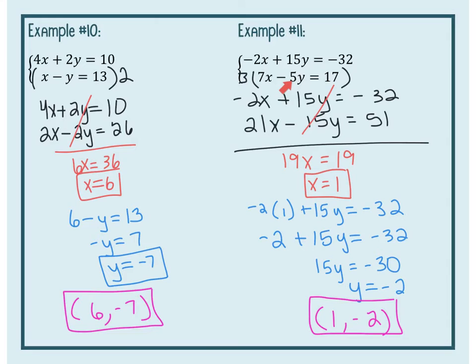I chose to make that -5 turn into a -15, so I multiplied the whole equation by 3. I had 21x minus 15y equals 51. These were eliminated. I ended up with 19x equals 19, so x equals 1. Then when I plugged it back in, I chose to plug it into the top equation, and I got y equals -2. So there is my final answer.